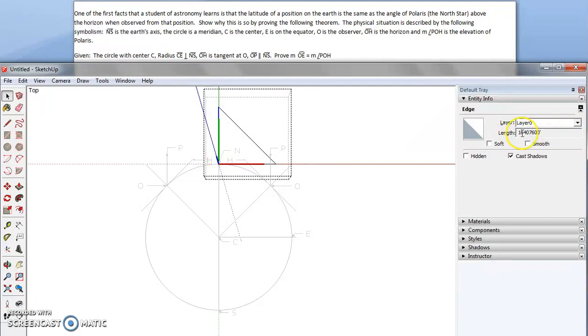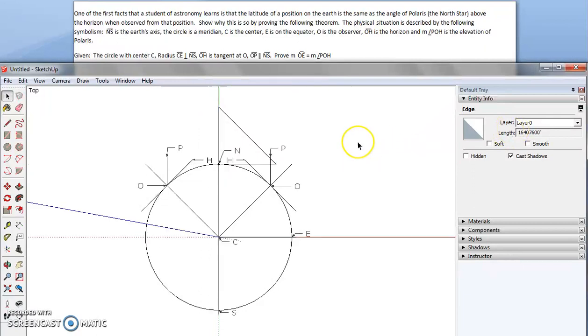divide that by 5,280, and we get 3,107.5 miles on a flat Earth. I hope this makes sense. It does to me.